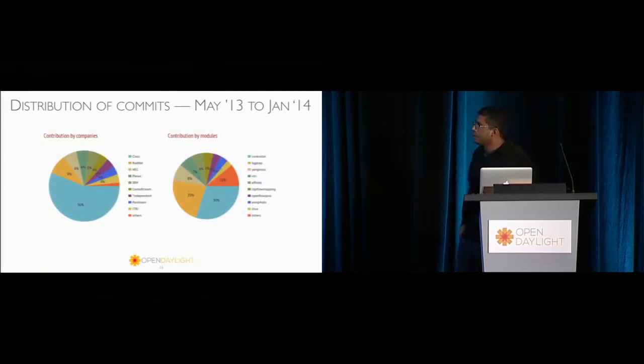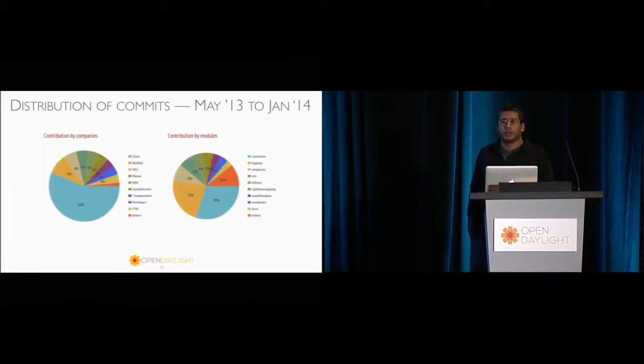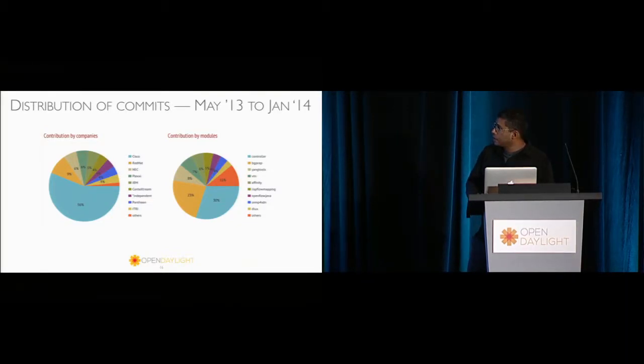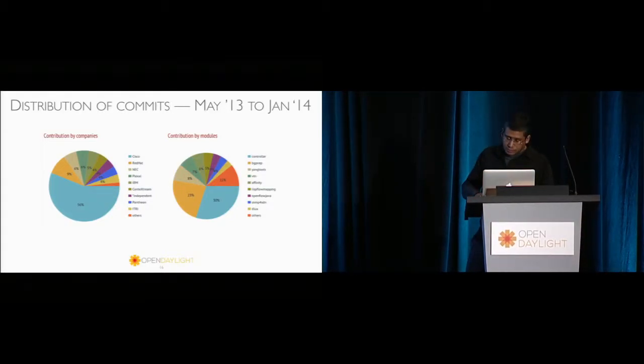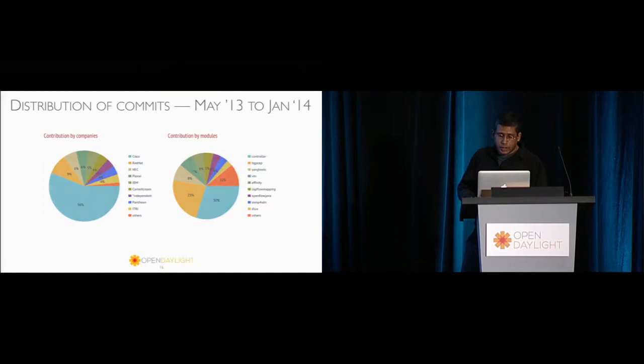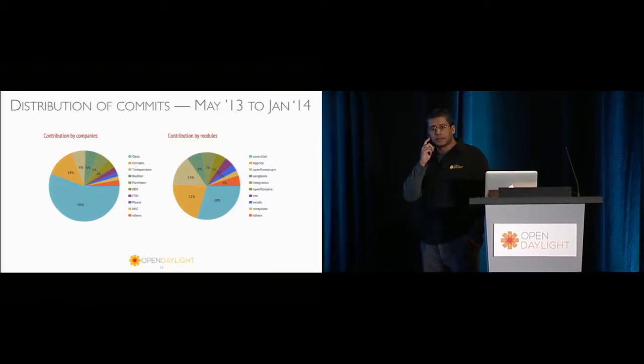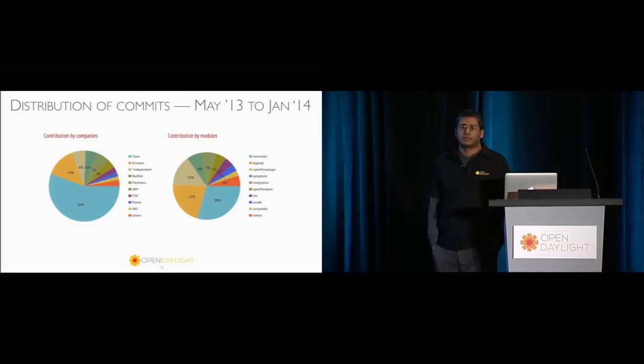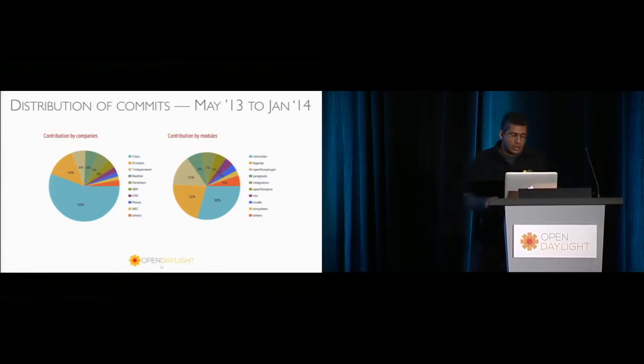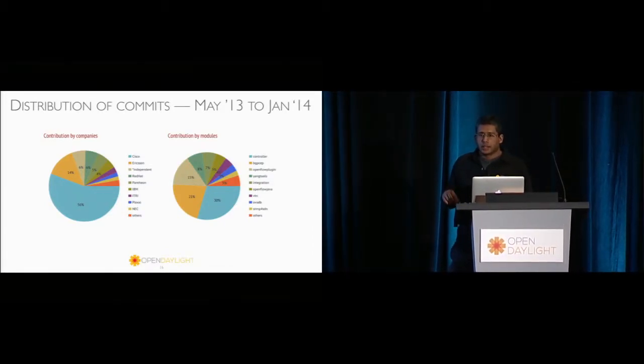And the controller being the biggest and arguably the most complex project, I think it's not unreasonable to expect that Cisco, as the originator of that project, would be very active in commits. But you can see contribution by modules in terms of code changed quite a bit over the course of the year. And so where we ended up, yeah, go ahead, June. What's the distribution of the companies within the controller? So I will show you that, yeah.